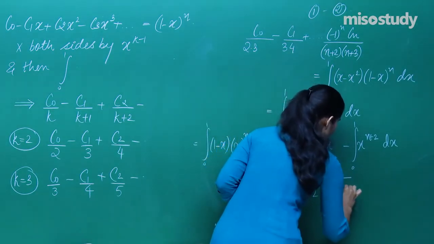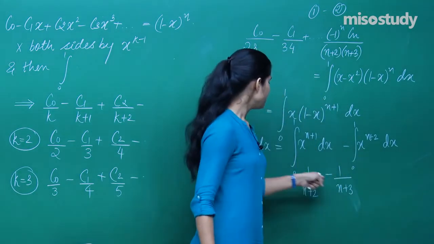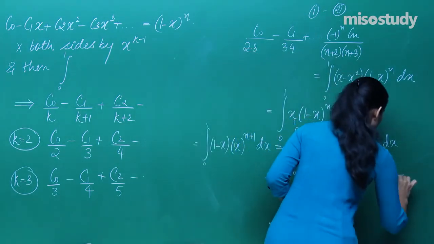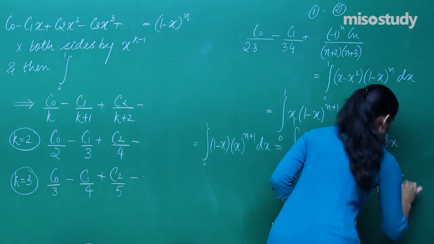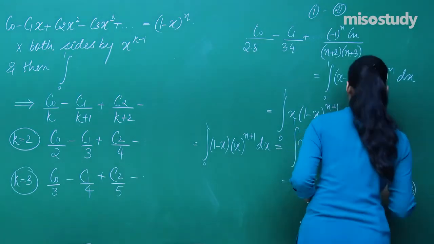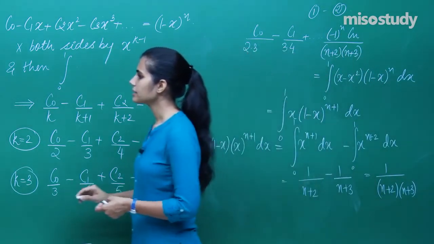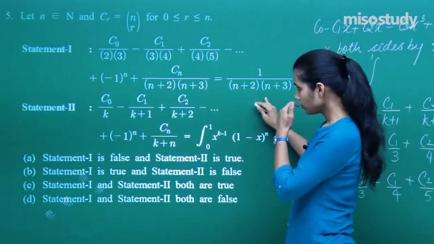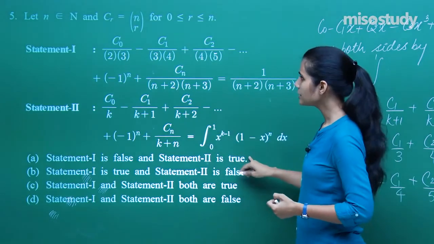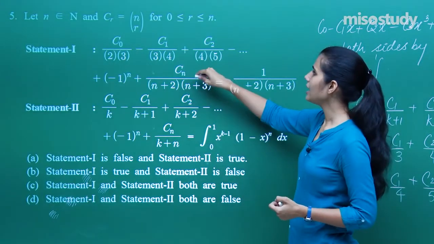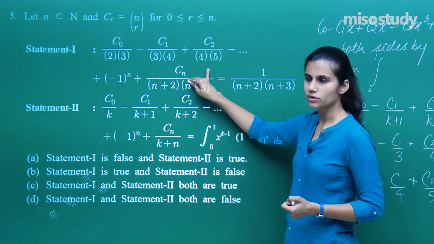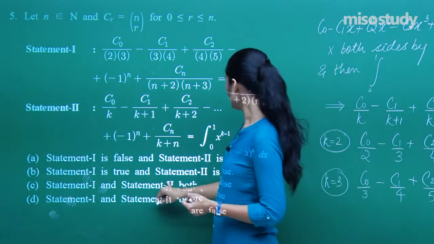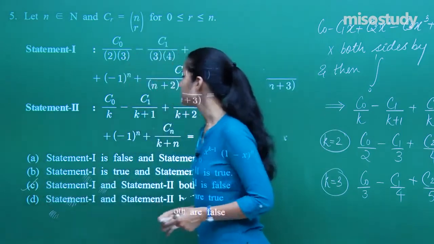Similarly, this is 1 upon n plus 3. So n plus 3 minus n minus 2 gives you 1 upon n plus 2 into n plus 3. And that is what you have basically in here, 1 upon n plus 2 into n plus 3. Clear? So yes, it is true that this statement is equal to this, and this is implying this particular statement also. So statement 2 is true and statement 1 is also true. So you have both these statements are true.